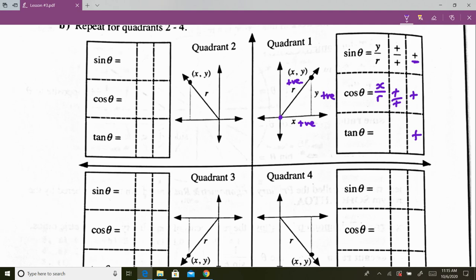After that, things change. So if we go to quadrant 2, now we've gone to the left. This is our x. If you go to the left, those are negative numbers. Our x value is going to be negative. We've still gone up, so our y value will be positive. And r is always positive.